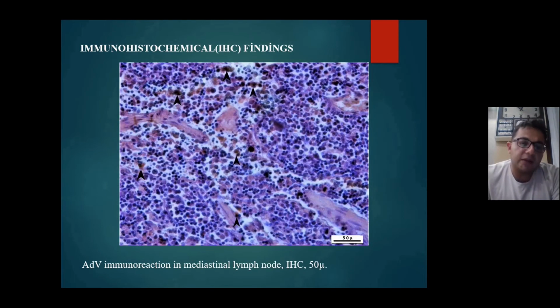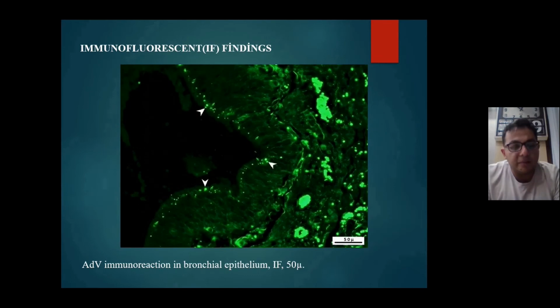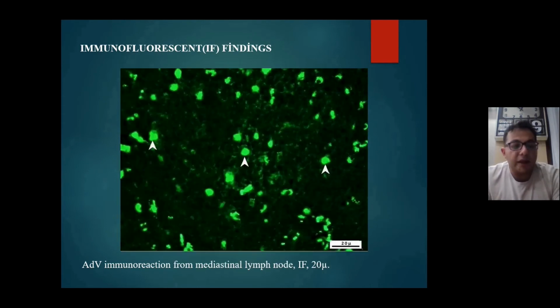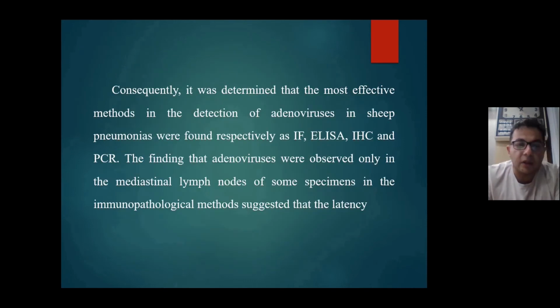Immunohistochemical findings: adenovirus immunoreaction in mediastinal lymph node. As it appears on the screen, immunofluorescence findings: adenovirus immunoreaction in bronchial epithelium. Again, as it appears on the screen, immunofluorescence findings: adenovirus immunoreaction in mediastinal lymph node.